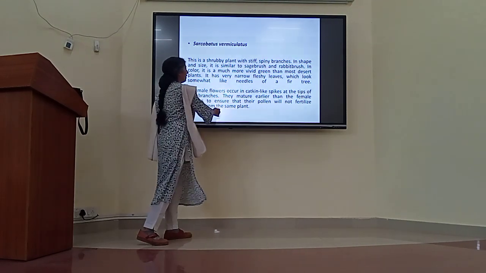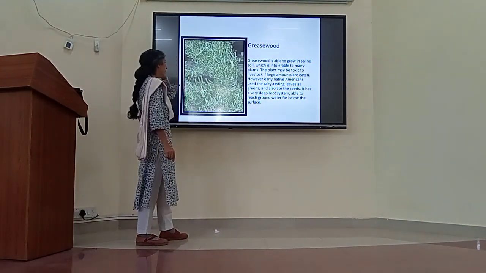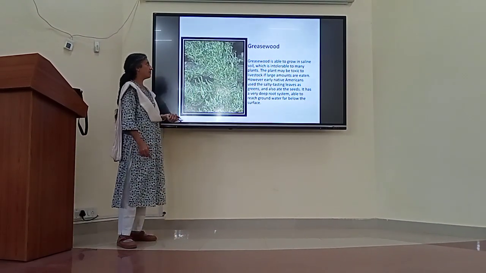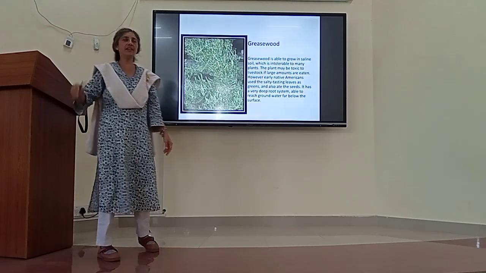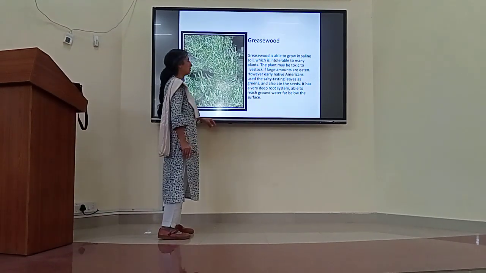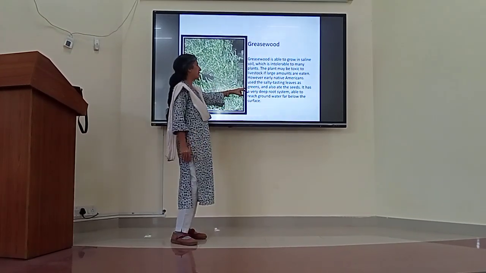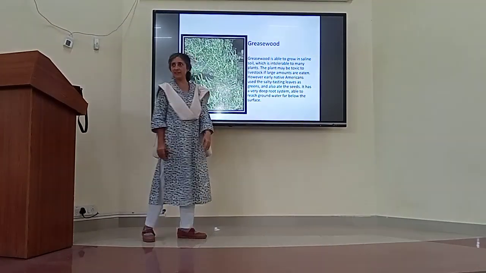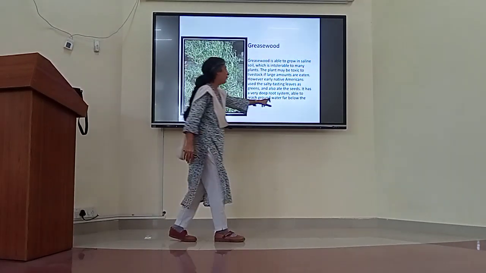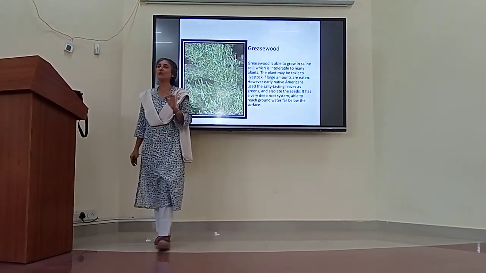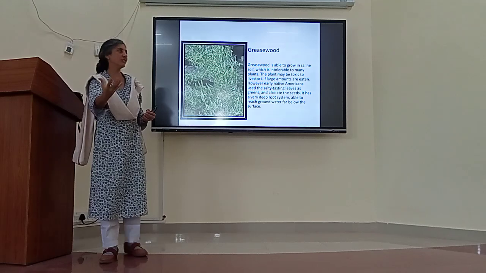We just skip this one. Okay, greasewood. Greasewood is also one plant, a shrub-like thing which grows in saline soils. They are also somewhat like water indicator species. The plant may be toxic to livestock if large amounts are eaten. However, early Native Americans used the salty tasting leaves as greens and also ate the seeds. And it has a very deep root system and is able to reach groundwater from far below the surface. That's why I call them water indicators, because their roots go deep, penetrate down and touch the groundwater table.